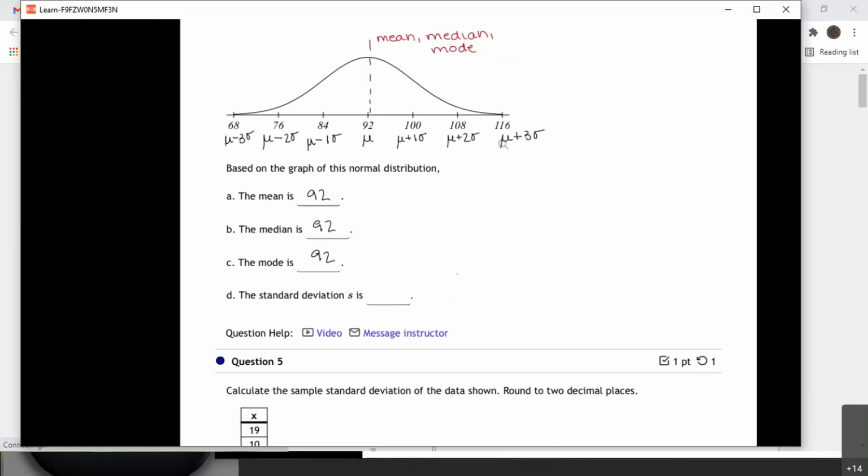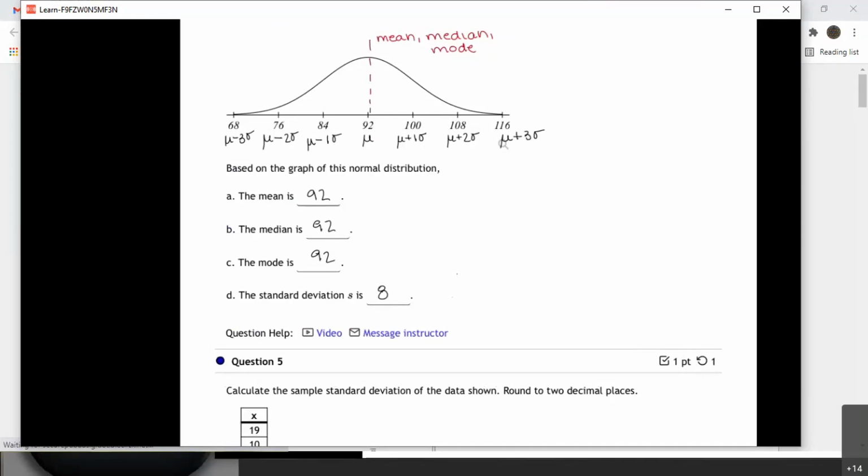So in order to find the standard deviation, all you got to do is find the difference between adjacent scores. So 100 minus 92, that's 8. 108 minus 100, that's also 8. 116 minus 108, that's also 8. Even going this way, 84 is 8 less than 92 and so forth. That means your standard deviation is 8.